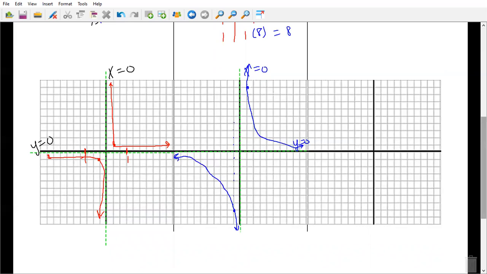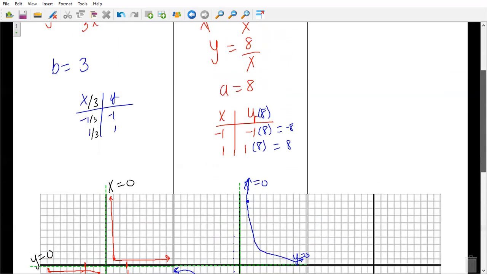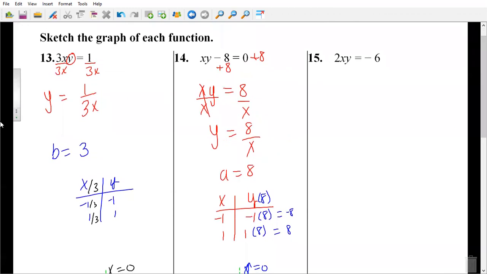Easy enough? All right, let's do one more. Well, we were going to do it, but for time's sake, we'll do it together. Really quick, what do I need to do? Divide by 2x. And when I divide by 2x, I'm left with y equals -3 over x. Agree or disagree? Agreed.